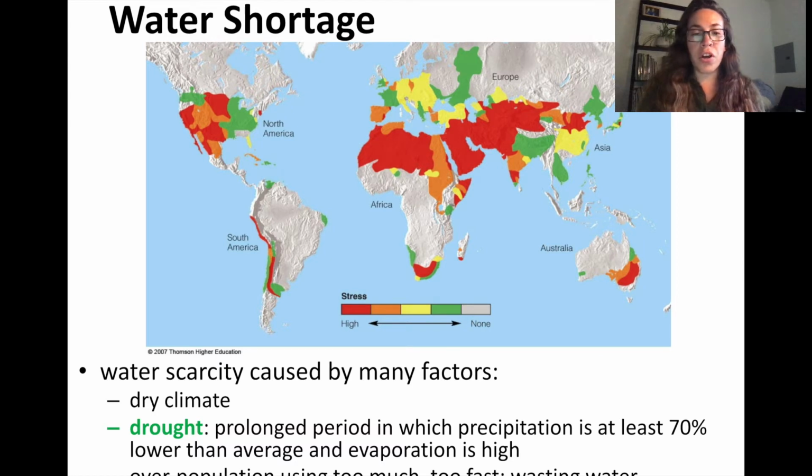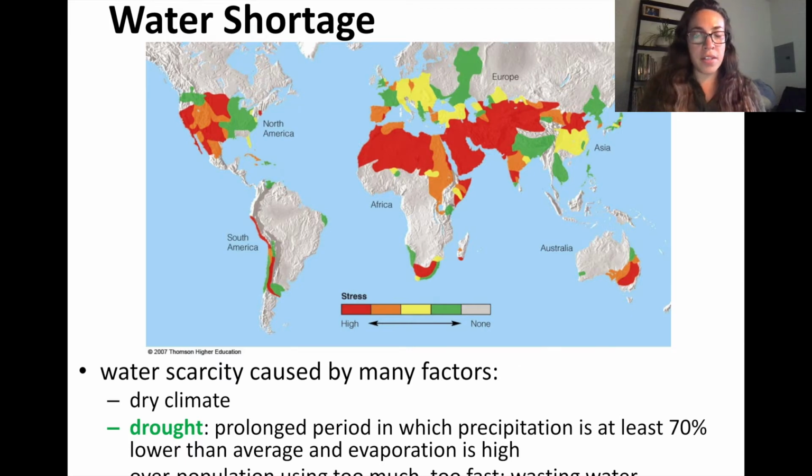Drought, which is a prolonged period in which precipitation is about 70% lower than average, or evaporation is really high, can lead to water scarcity. And with climate change, we're starting to see those droughts be more intense in different areas around the world.